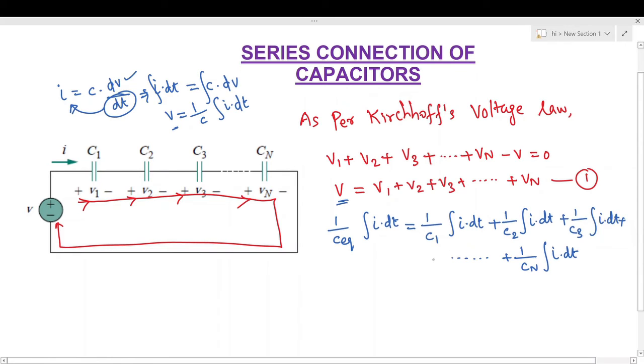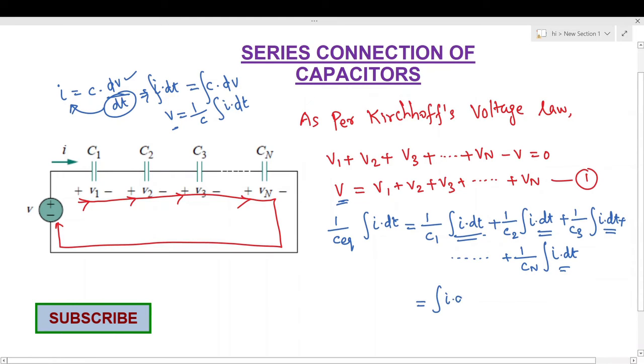So in the above equation, the common term will be I into dt for all the voltage terms V1, V2, V3. So we will take it out as common, integral I into dt. The remaining portion will be 1 by C1 plus 1 by C2 plus 1 by C3 and up to 1 by Cn. And we will write the left hand side of this equation as it is. So it will become 1 by C equivalent integral I into dt.